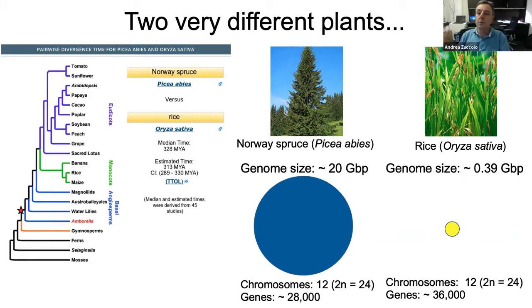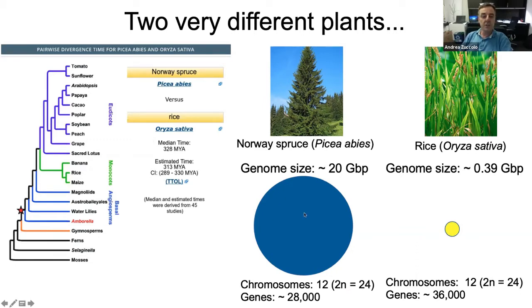And so it was quite natural for me to carry out a comparison between these two different genomes. I'm talking of the genome of Norway spruce and rice. The two species are definitely far apart. From an evolutionary point of view, there are more than 300 million years of evolution separating them.